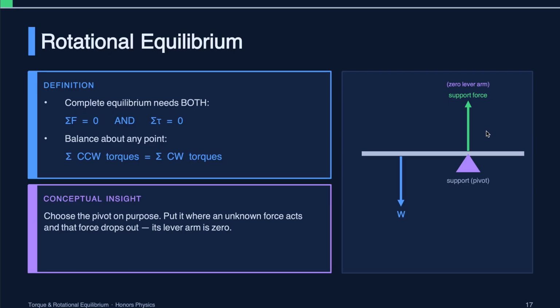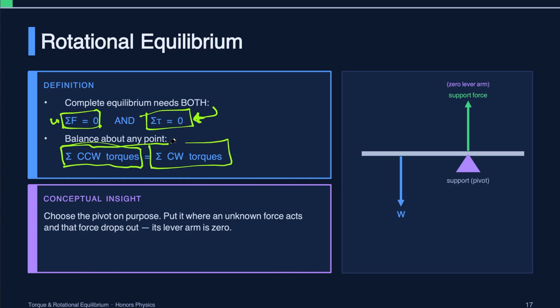Alright, so let's look at an example of rotational equilibrium. The complete equilibrium needs two conditions: net force is 0 and net torque is 0. If net force is not 0, that means there's going to be an acceleration, right? And if net torque is not 0, that means it's going to be rotational motion. So balance about any point requires the sum of the counterclockwise torques to equal the sum of the clockwise torques, because they all have to balance out and make 0.